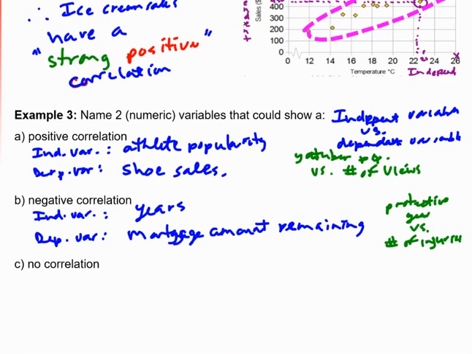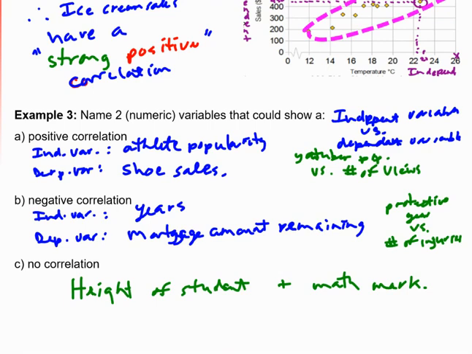Then we think of, what about no correlation? What things have no correlation? Well, I have a silly one here: the height of a student and math mark. There seems to be no correlation between the height of a math student and the math mark. Okay, so that's another thing.